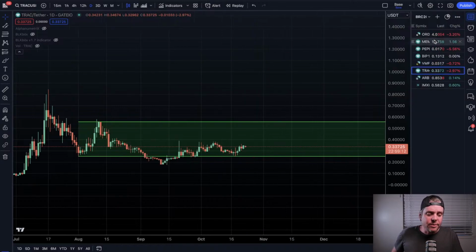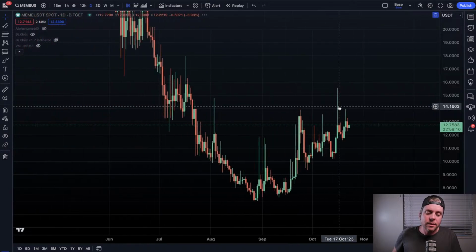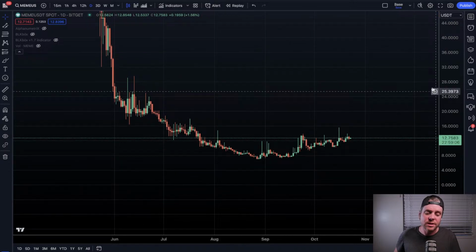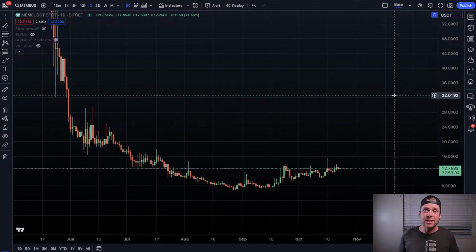Another one that I've been keeping my eye on is Meme. This one, I didn't recommend to buy it. If you were around in the Discord when a lot of these BRC-20 tokens came into existence, I was telling you guys that I was minting this. I minted this for free. I got a lot of it for free.